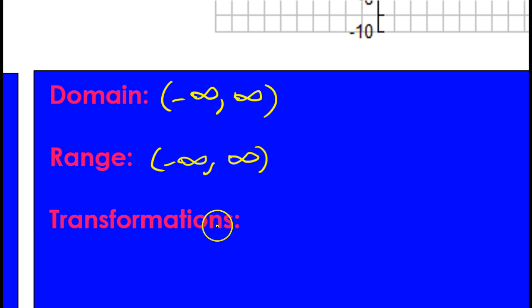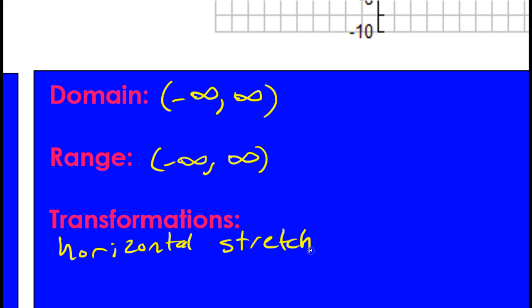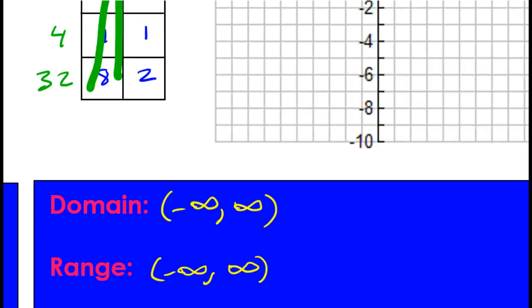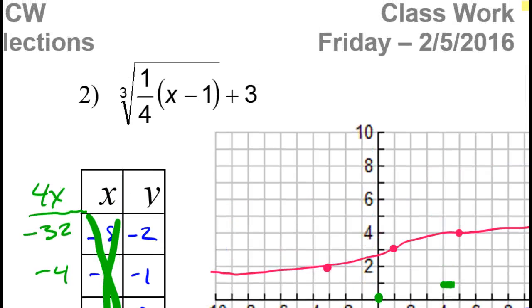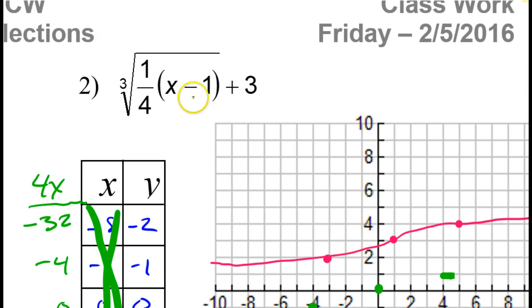So, of course, the domain and range are both -infinity to +infinity. All cube root functions have the same domain and range. And the transformations, we saw that we had a horizontal stretch by a factor of 4. And then we had right 1 up 3.